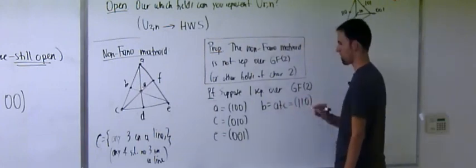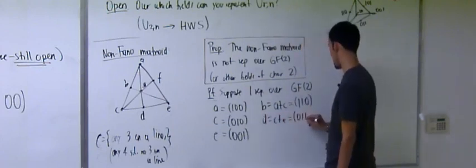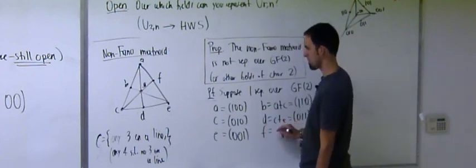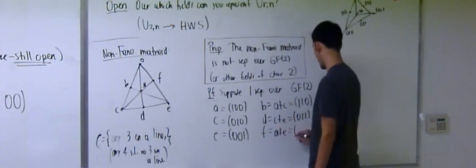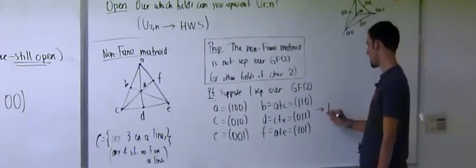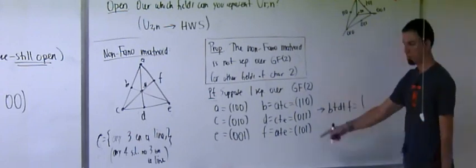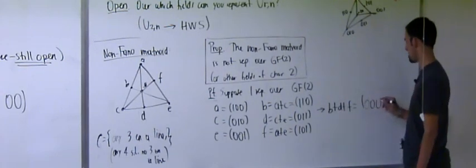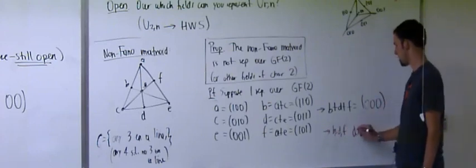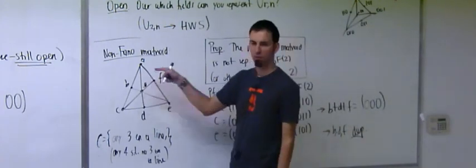That is 1, 1, 0. And in the same way, D has to be equal to C plus E, which is 0, 1, 1. And F has to be A plus E, which is 1, 0, 1. So therefore, B plus D plus F is equal to 2, 2, 2, which is 0, 0, 0. So B, D, and F are dependent, and that contradicts that in this matrix, B, D, and F are not dependent.